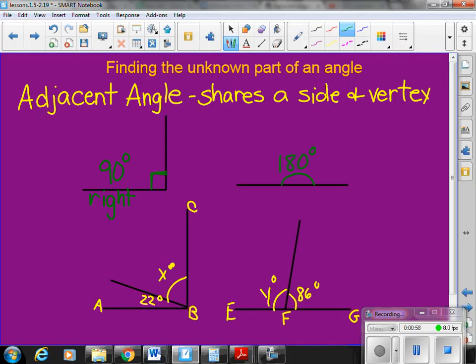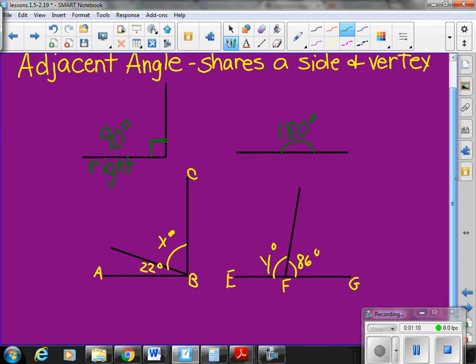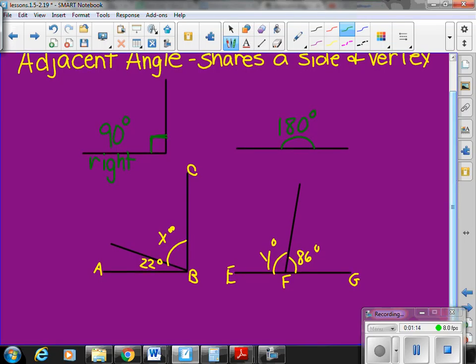This information that I have in these top angles is used to help me figure out what another angle is by using some equations, some addition and subtraction, and using what I know about adjacent angles. An example of an adjacent angle is down here in this first angle, ABC. When I look at ABC, I can see that it's a right angle. The whole thing is equal to 90 degrees. But it's split into two different angles. One of the angles is 22 degrees, and then the other one is unknown. We don't know how much that angle is.